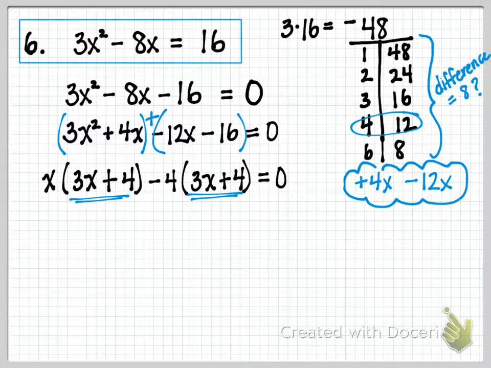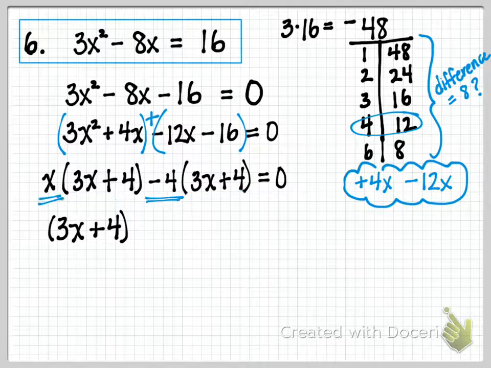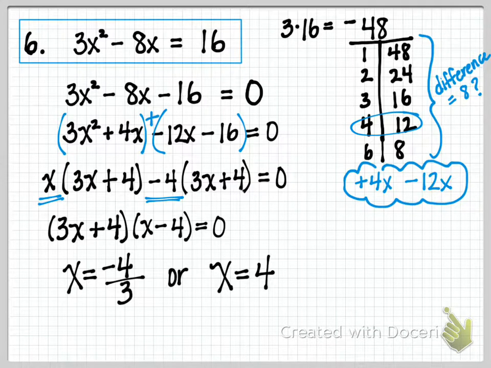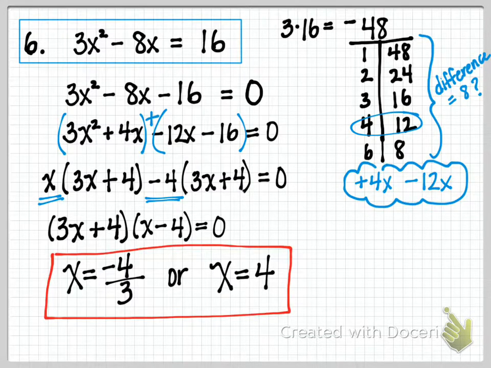In both of these sections, I've got a group of 3x plus 4, and I have a group of 3x plus 4. So I factor that out, and what I'm left with is the x minus 4, so I put parentheses around that. And now, as you can see, I have completely factored the polynomial. I've got two groups being multiplied that equal 0. So the solutions for this are negative 4/3 and positive 4. And that's the solution, and that's the last of the 6 problems that were on the VidQ.